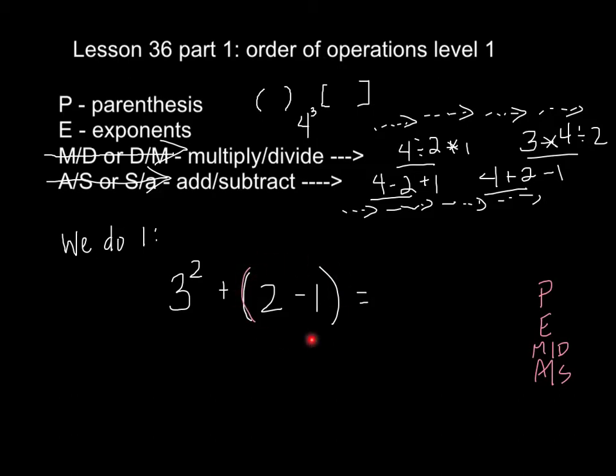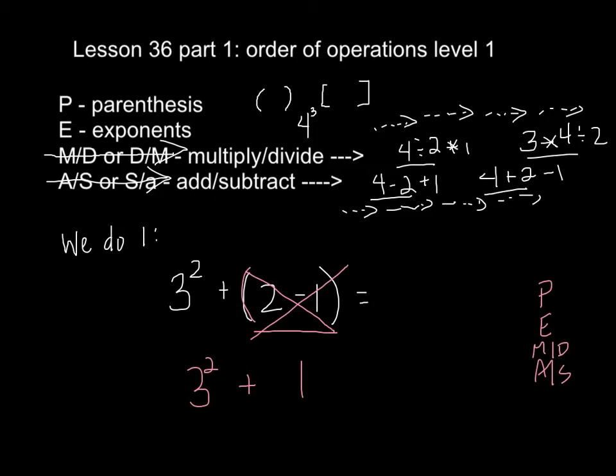And so whatever's in the parentheses needs to be taken care of first. So I'm going to take care of that. 2 subtract 1 is 1. Cross off what you did, bring down what you didn't do. So you'll hear me say that a lot. Cross off what you did, bring down what you didn't.